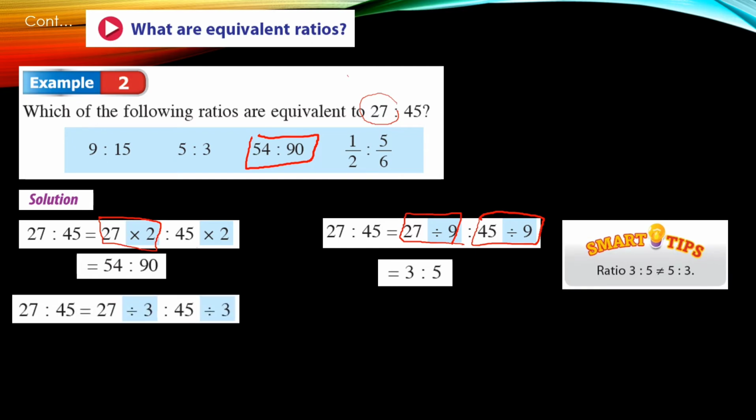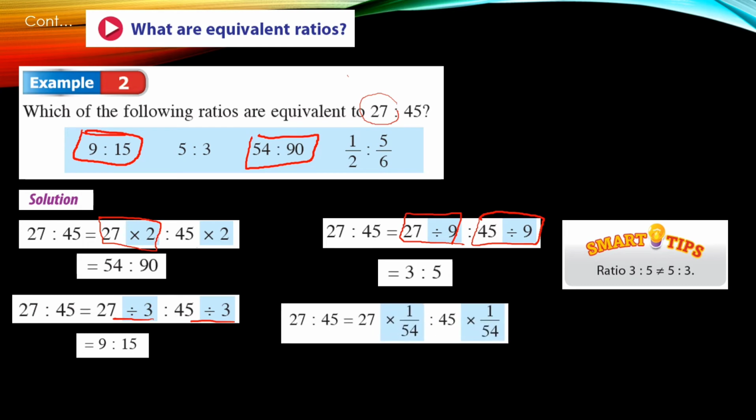Now let's look at this one, 27/45. We need to do a lot of trial and error. 27 divided by 3 ratio 45 divided by 3. We divide it by 3. What the answer will be? 9/15. Is there any 9/15 in these options? Yes, there is. So this is the answer.